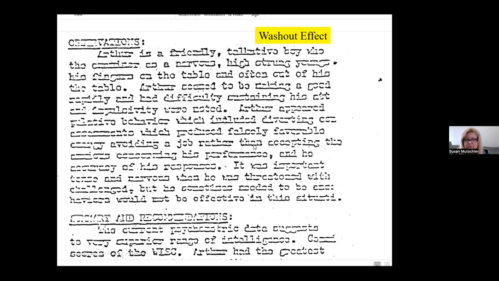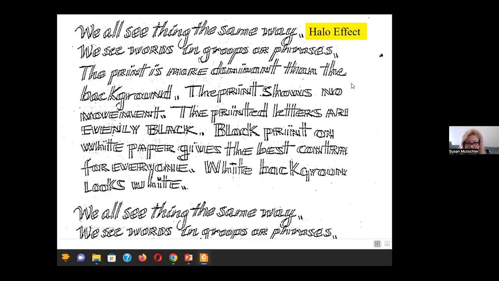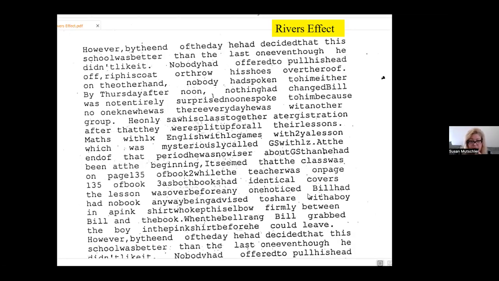So there's about a dozen different ways that people see text according to Erlen. This one is called the washout effect. This one is called the halo effect. And this one is called the rivers effect. And like I said, there's about a dozen of them. There's even one that looks like the Star Wars effect. So I think it's good to be aware.